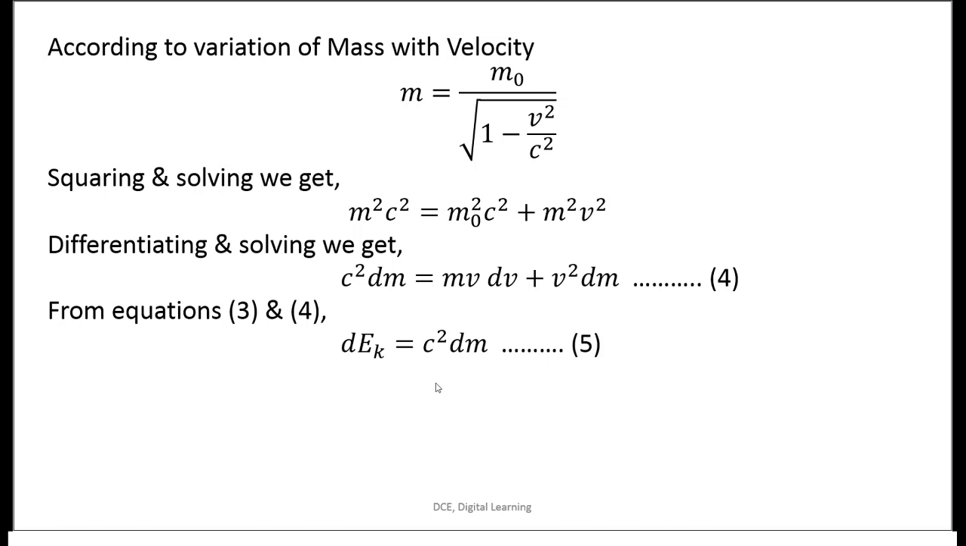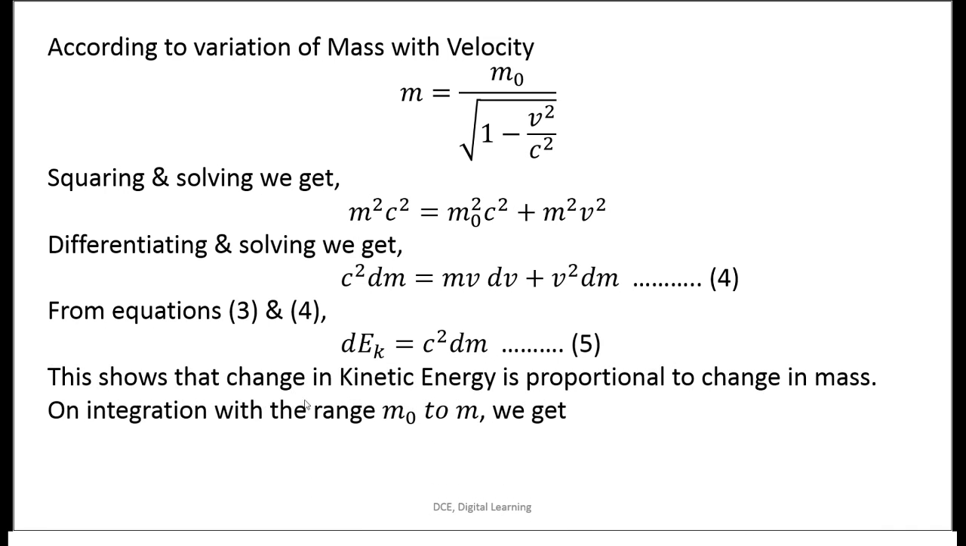Call this equation 5. Now this shows that change in kinetic energy is proportional to change in mass. This shows that whenever the kinetic energy of the particle changes, its mass also changes. On integration with the range m0 to m we get: integrating equation 5, on the left hand side we can take limits of 0 to Ek, and on the right hand side we can take m0 to m.